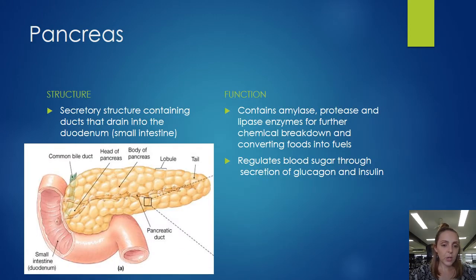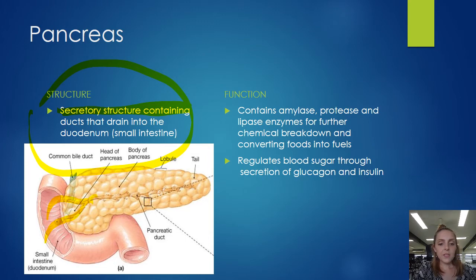Okay, now we're going to have a look at the pancreas. And like I said earlier, the pancreas is a secretory structure. So it's like a gland, and it's got lots of ducts in it that drain into the small intestine. So our stomach would be like up here, and then we've got the pancreas underneath, which filters into the small intestine.